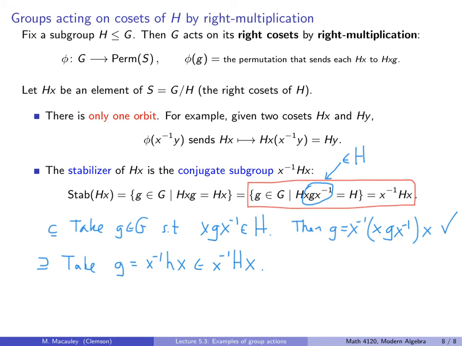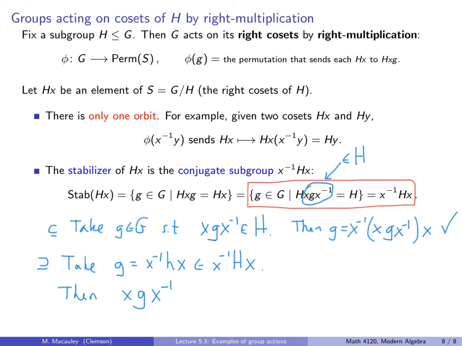So now we are trying to show that this particular element, g, satisfies this property. In other words, we are trying to show that x, g, x inverse lies in H. That's all we have to show, because then this right coset will be equal to H.